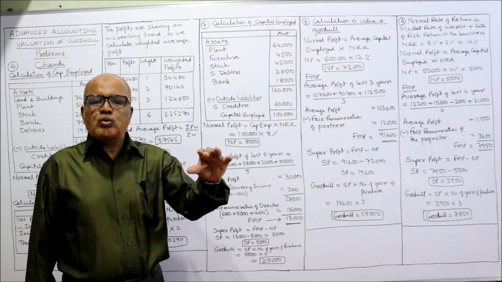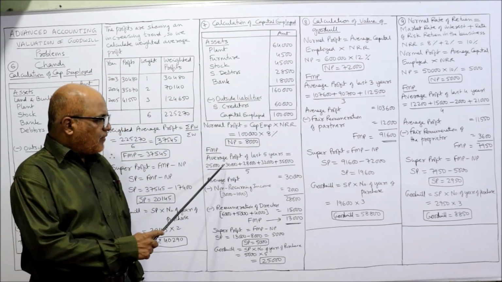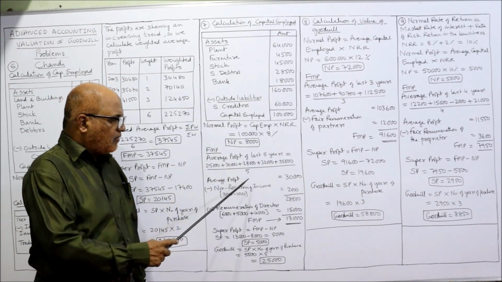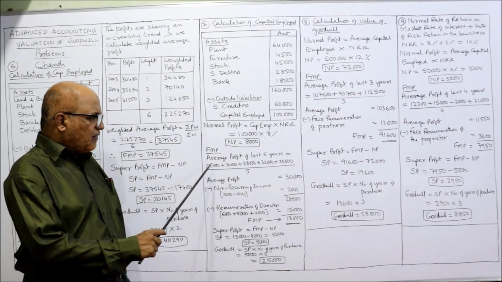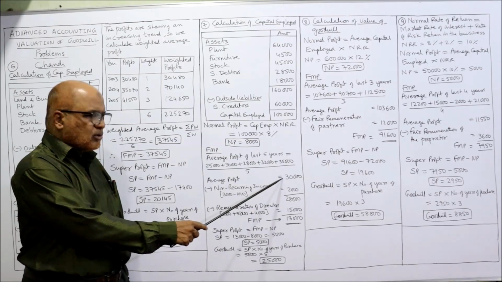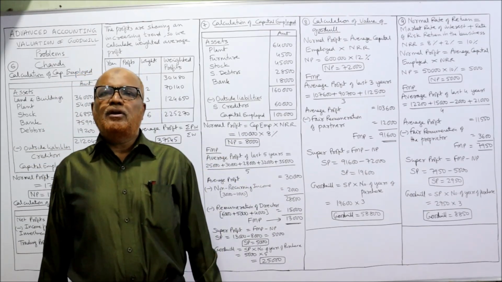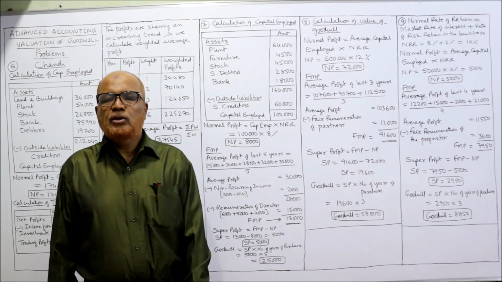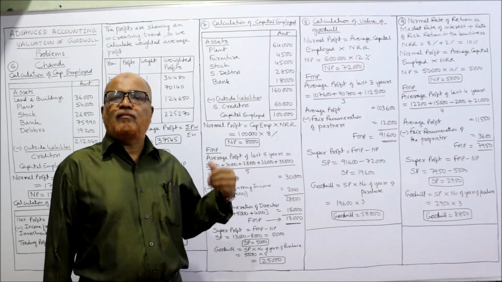The profits are fluctuating. So we calculate simple average. Take all the profits, add up, divided by 5. You will get an average profit of 30,000. Add up the 5 years profit divided by 5, 30,000. From this 30,000, deduct the income from non-recurring source. So it is given in the problem 3,000 rupees are non-recurring income included in the profits.